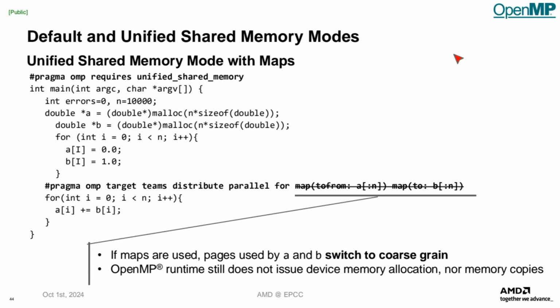So one thing that you can do is, even if you at some point work with fine-grained memory, you may want to eventually enable your maps so that you switch to coarse-grained memory. So this is a possibility. There will be more copies done, but by keeping unified shared memory and adding the maps, you keep the original allocations, but have it be coarse-grained memory.